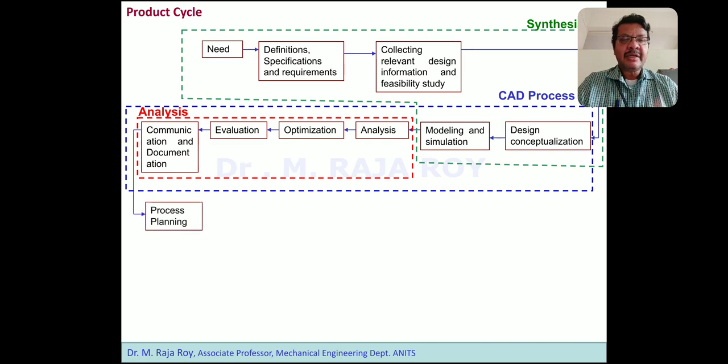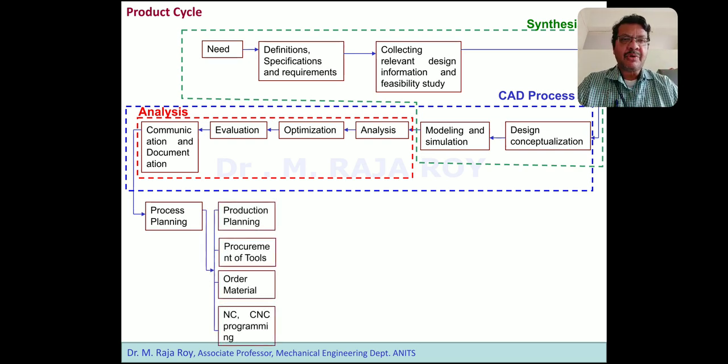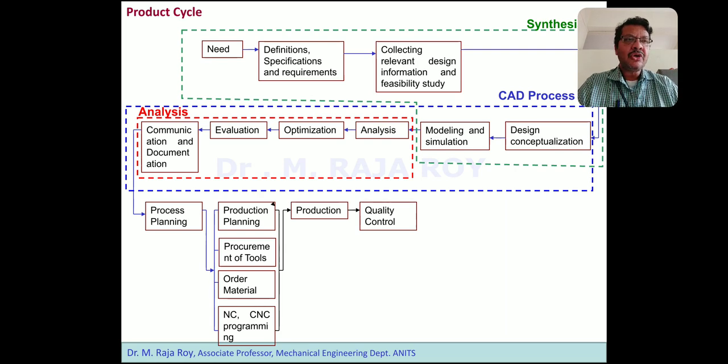Then comes the manufacturing. Once the document is ready, you send that document to the shop floor. In the shop floor, they will start preparing the process plan. Depending on the sequence of operations, they will prepare the process plan. Once the process plan is ready, according to that, they will do the production by procuring the tools and material, and by preparing the CNC and CAM programs, they will start doing various machining operations, and they will prepare the product. Once the production is done, it is sent for quality control.